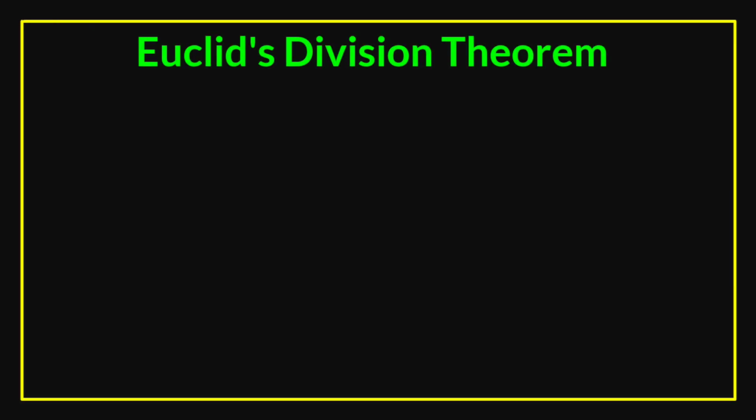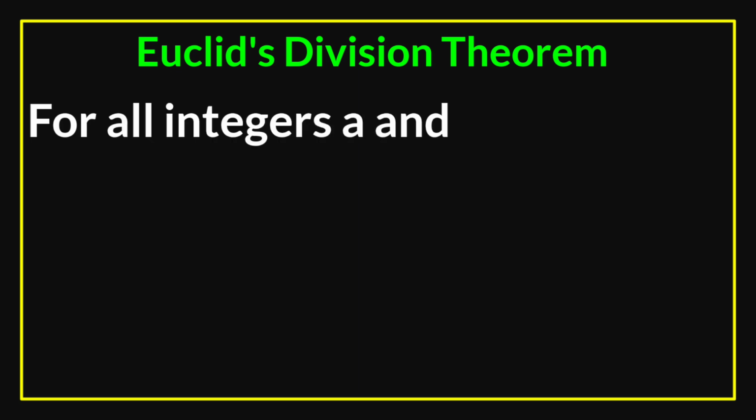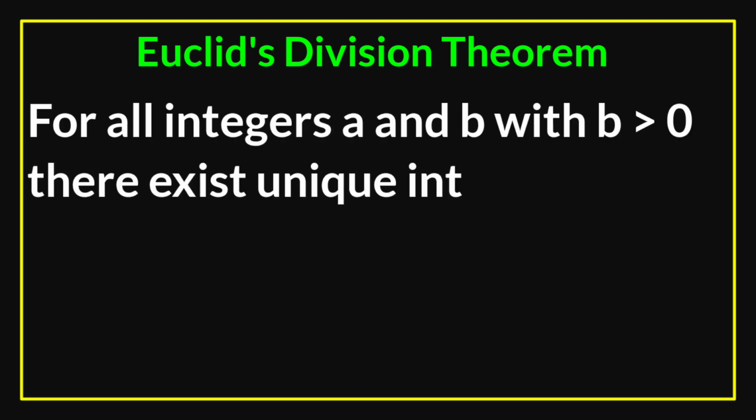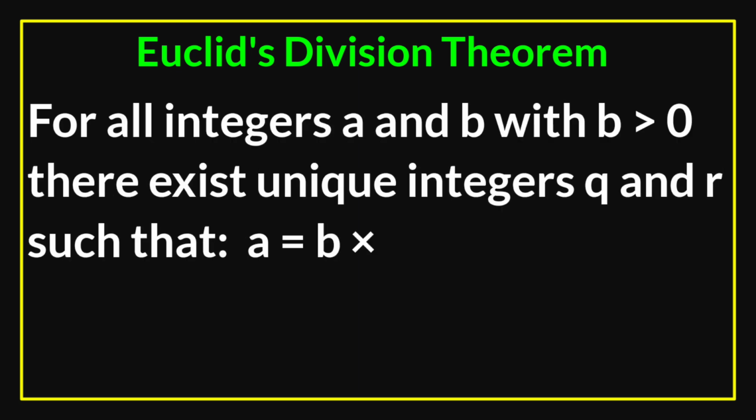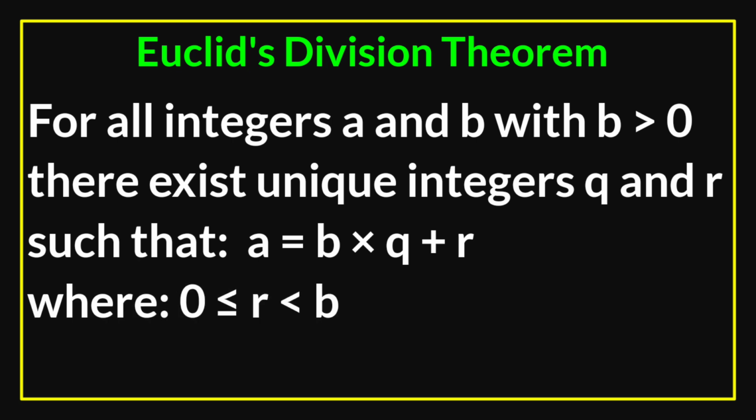But can we actually prove it? Here is what the theorem states. For all integers a and b with b greater than 0, there exist unique integers q and r, such that a equals b times q plus r, where 0 is smaller than or equal to r, which is smaller than b. Our proof will be slightly complicated to make.